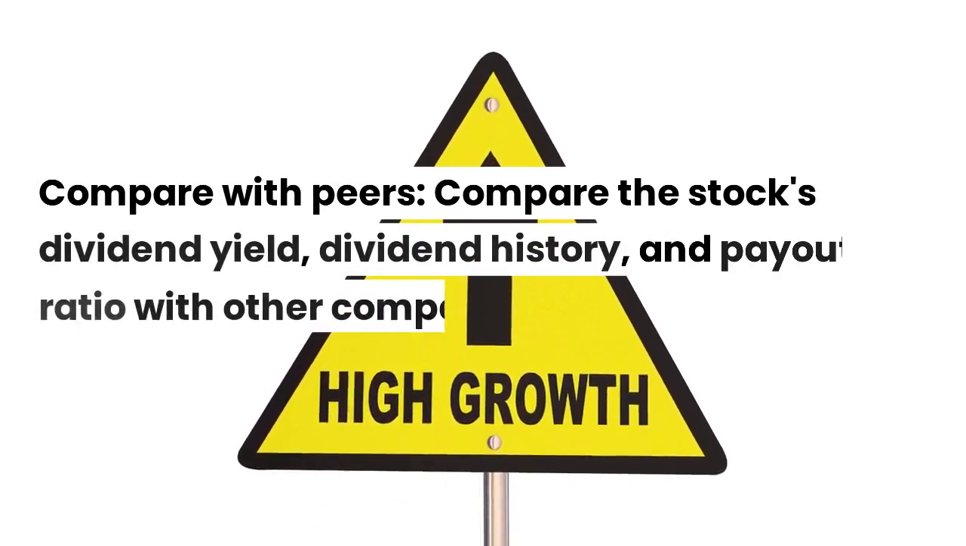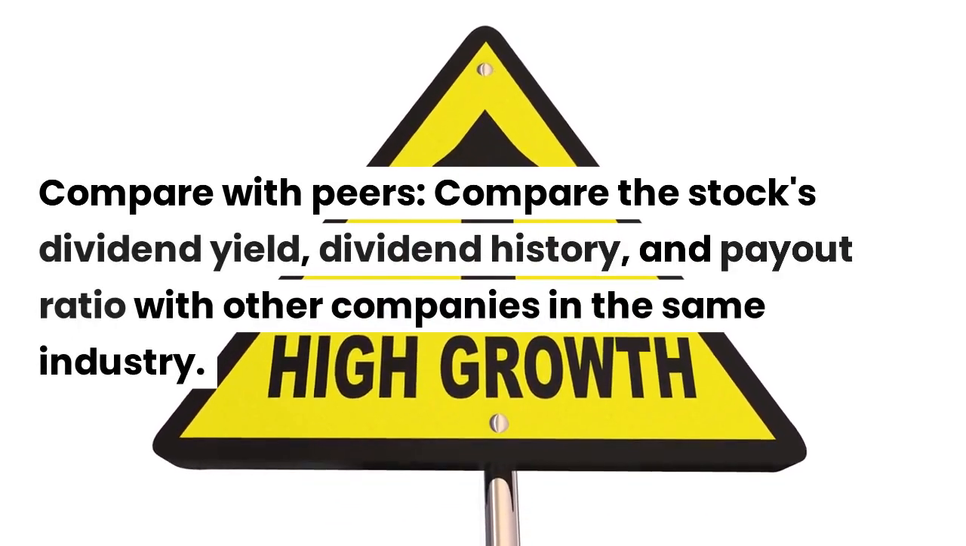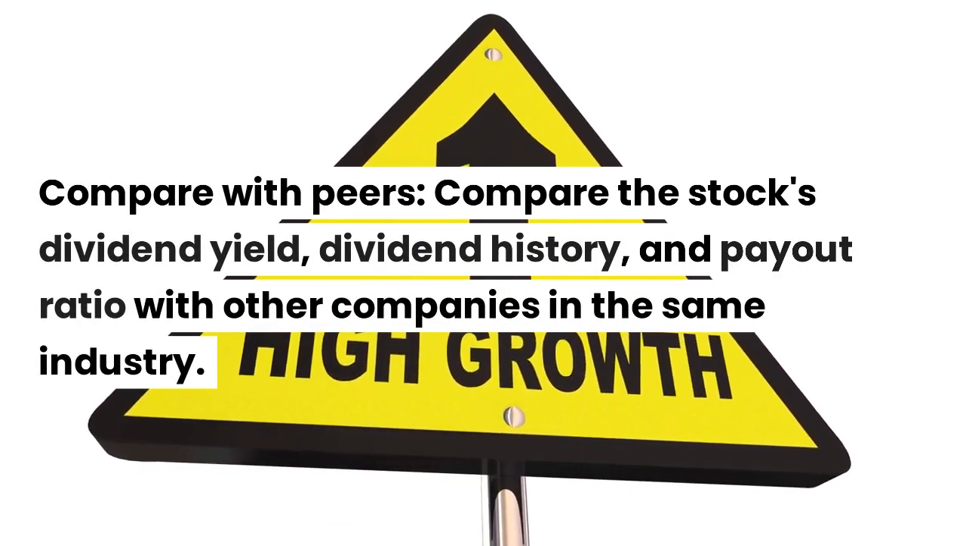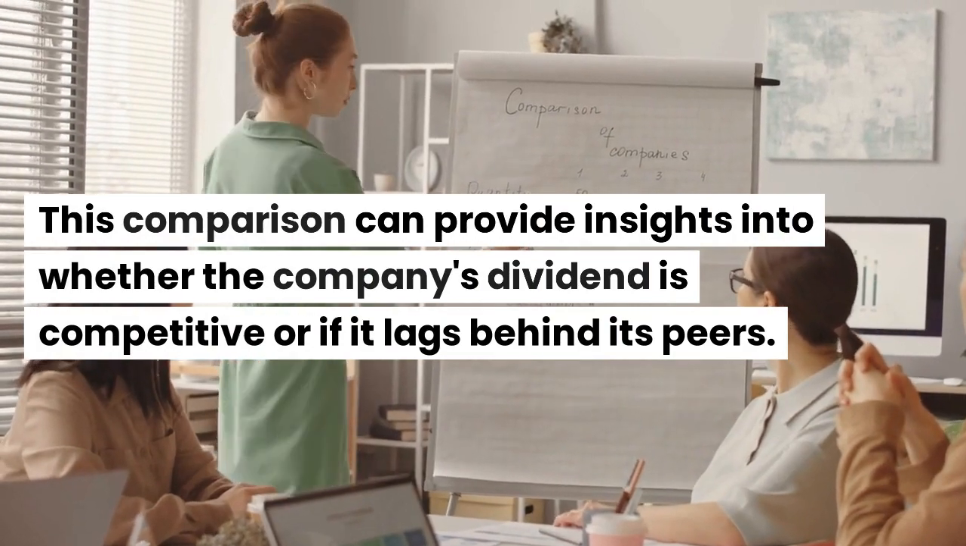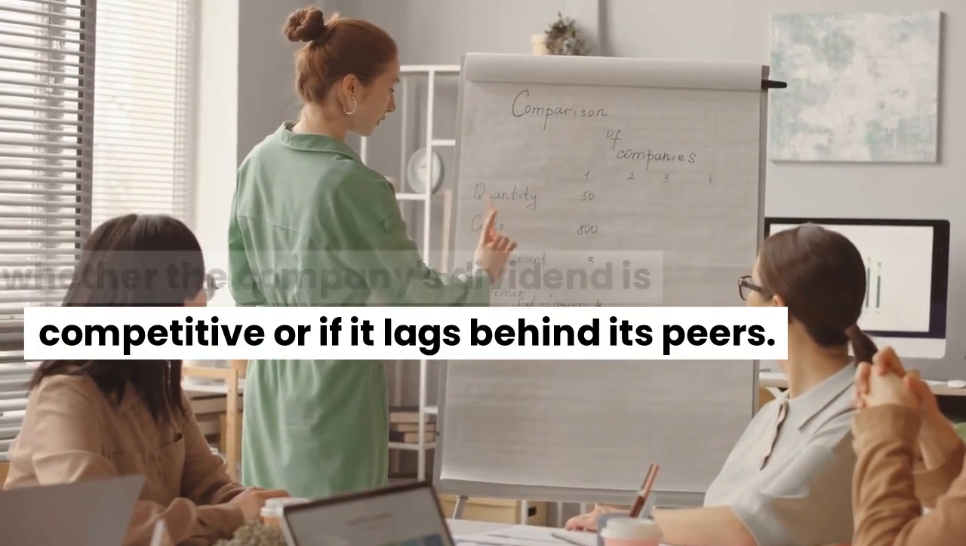Compare with peers. Compare the stock's dividend yield, dividend history, and payout ratio with other companies in the same industry. This comparison can provide insights into whether the company's dividend is competitive or if it lags behind its peers.